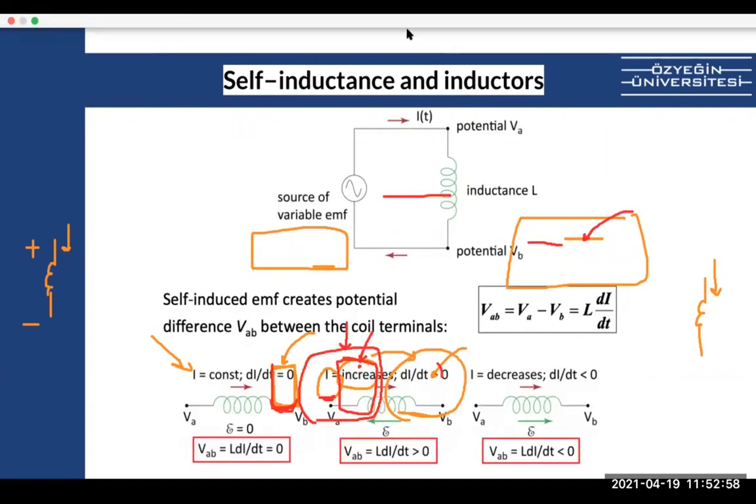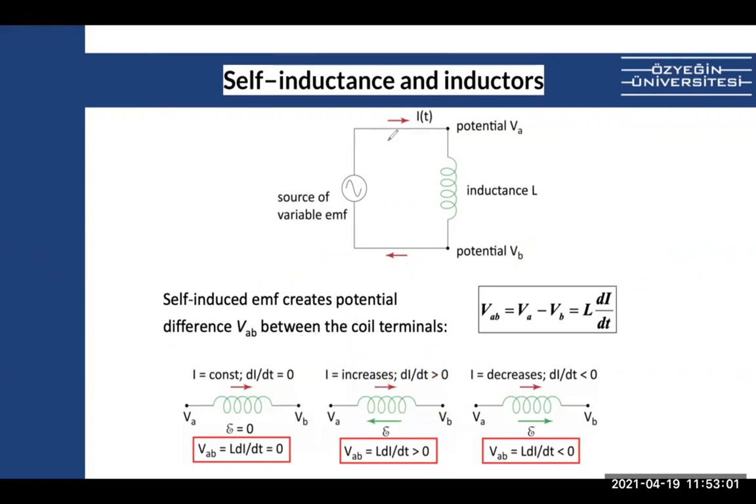The charging discharging mechanism. Just like the RC circuits, the inductance also charges and discharges. When the current is constant, L di over dt is 0, right? No voltage. And when the current decreases, this means the derivative is negative. Therefore, the voltage over the coil is smaller than 0, okay?